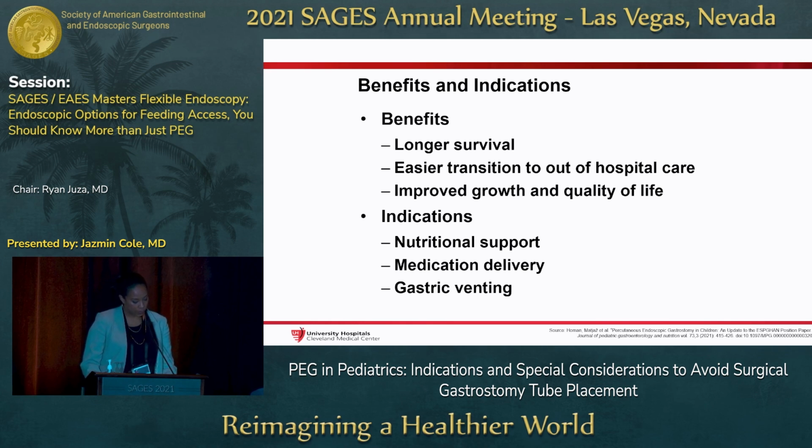Gastrostomy tube placement and enteral nutrition benefit these children by improving their survival, not only because of better weight gain and quality of life, but also by facilitating an easier transition from out-of-hospital care to home care. Gastrostomy tube placement is also beneficial to caregivers and has improved their quality of life. And so it really is an important intervention for many children and their families.